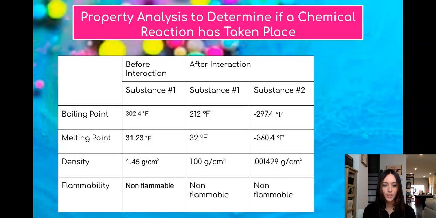Let's look at one more example here, and I'll allow you to do the analysis on your own. Here we see that we have a single substance before the interaction, and after this interaction, we see two different substances. We also have information about the boiling point, melting point, density, and flammability. So remember what we've just discussed, take a look at this and analyze to determine whether or not this is an example of a chemical reaction or just two substances interacting with one another.